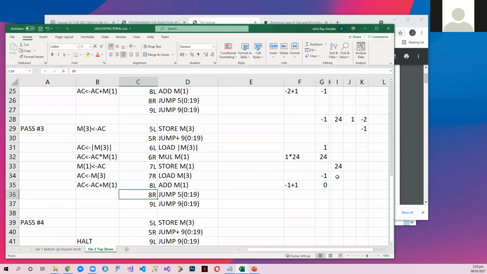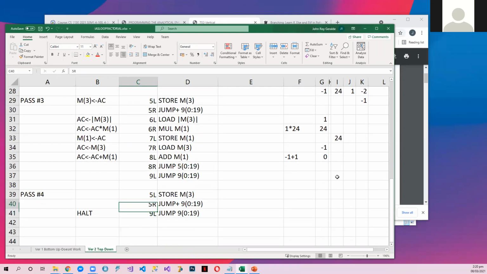Now we have an unconditional jump, which means we go back, force go back. Okay. We go back to the top. We will have one more pass. Okay. So this time the AC is a 0. We have a 24 here. We have a 1 and we have a -1. Do you follow? Diba?